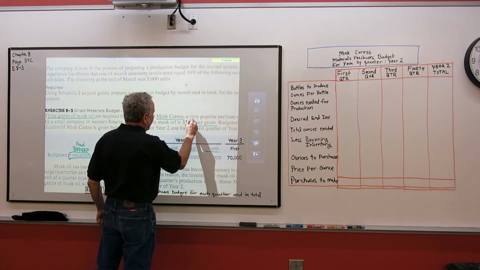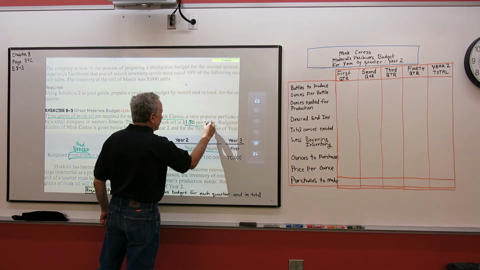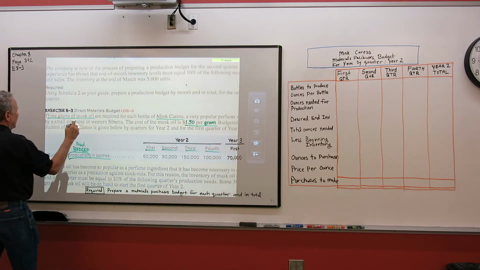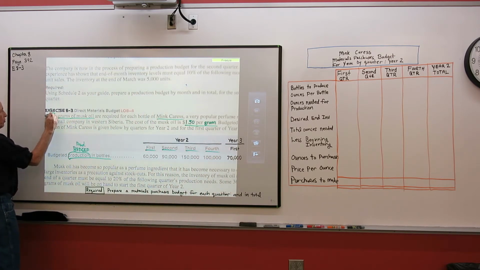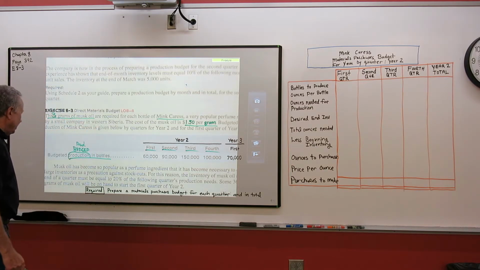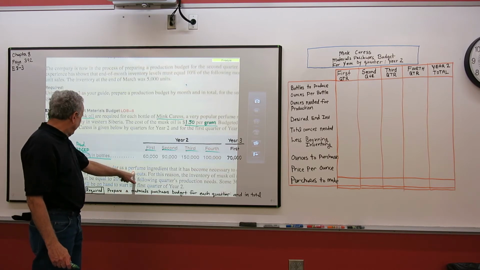So again, let's get that. It's $1.50 per gram to buy musk oil. And it says they need 3 grams. Let's just write that in there. They need 3 grams of musk oil for every bottle. It does say musk oil has become very popular in perfume.